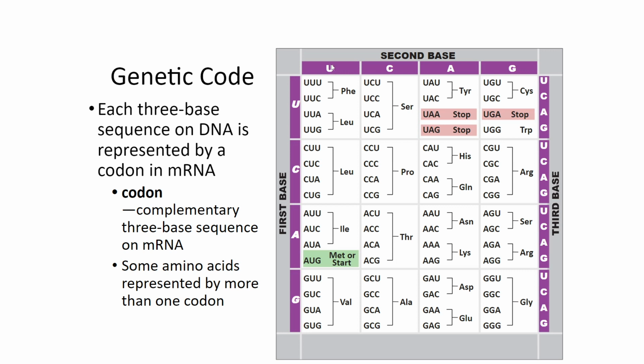U is this first block, so I'm going to be in this row, now specifically in this block. And if I go to the right, I'm looking for G as my third base, so that's the lower row of that block. So I'm in the first column, first block, last row for AUG. And that's going to code for methionine, or what we consider the start codon.